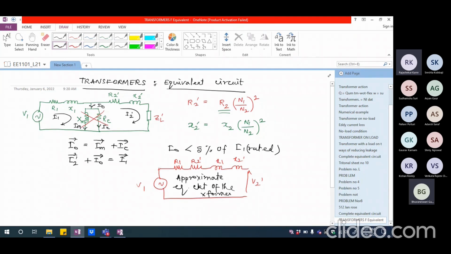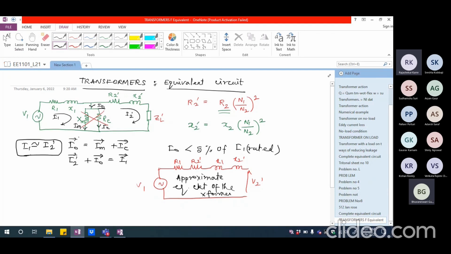The parallel branches are generally not neglected if I'm calculating efficiency, because RC is going to play a role in decreasing the efficiency. It is going to actually have some losses. So if I don't care so much about the efficiency calculation right now, then because the current drawn here is really small, I can afford to say that I1 is approximately equal to I2 dash, which essentially tells me the parallel branch current is neglected.